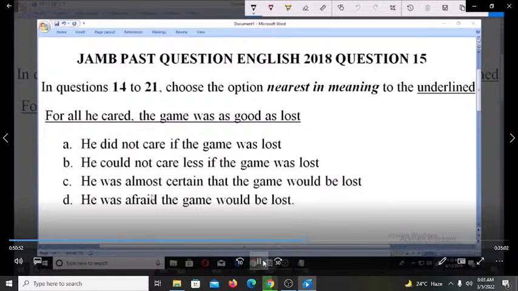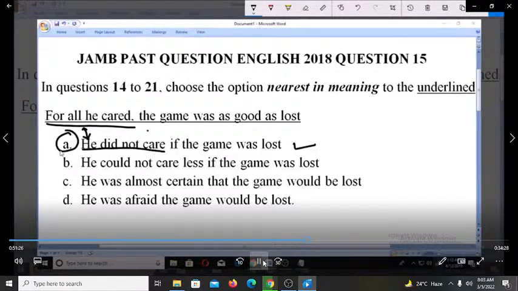Now, whenever you hear the word for all I cared or for all he cared, that simply means that you don't care. So here you could see he did not care. This already makes this very similar to this. So the game was as good as lost. He did not care if the game was lost. So he did not really care. So option A is actually the right answer.